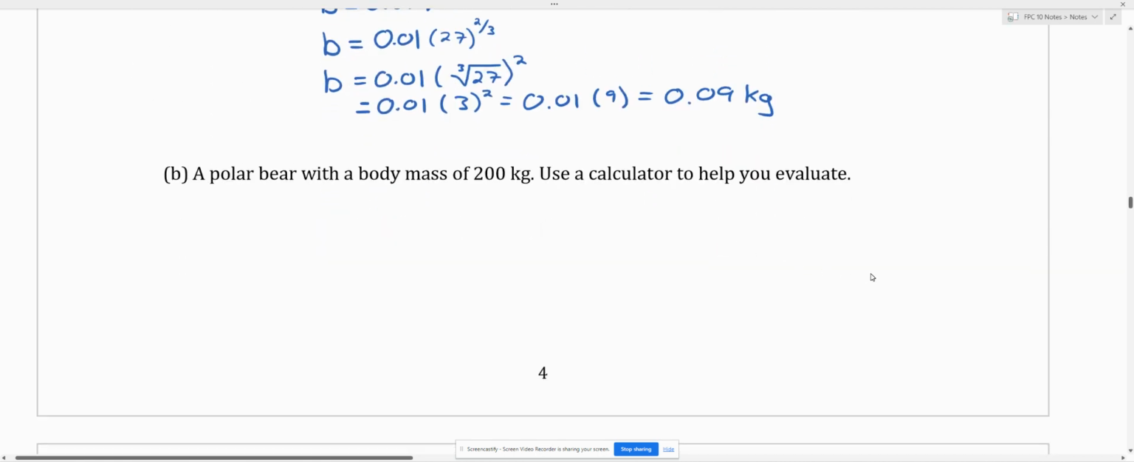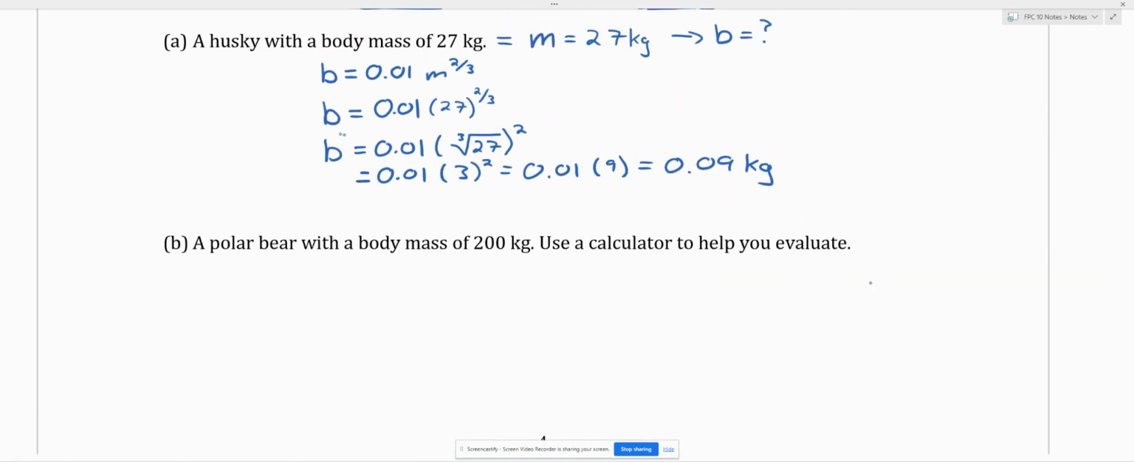Let's do one more. It's going to be the exact same thing. So I'm going to first write my formula, 0.01 m raised to the power of 2 over 3. This time we're told we're doing a polar bear, which has a body mass of 200 kilograms. So m is equal to 200 kg. So let's substitute that in. So b is equal to 0.01, substitute in 200 raised to the power of 2 over 3.